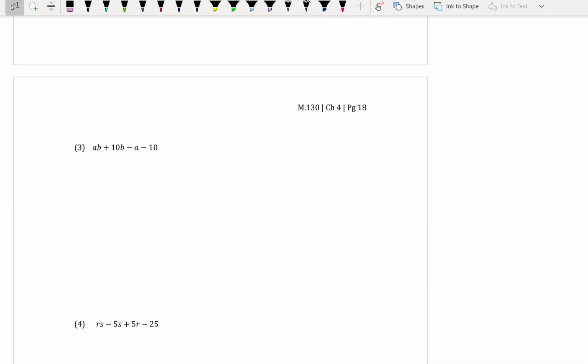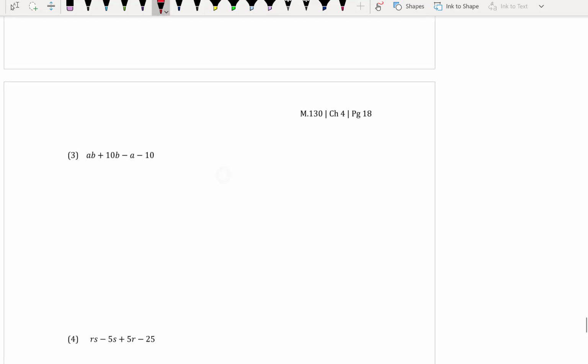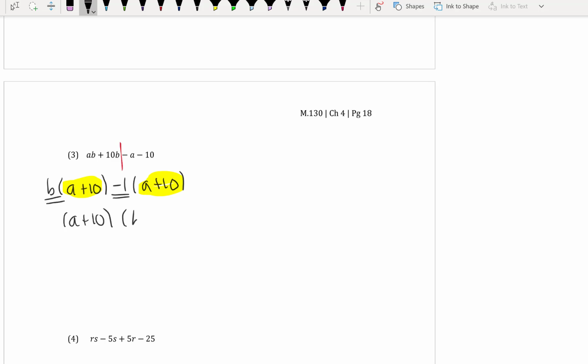And we can do that again for number 3. I'm going to split it and think about the first two terms and what they have in common. It looks like a b, so I'm left with an a plus 10. My second half has a negative 1 in common, so I have an a plus 10. My common parentheses in both terms is a plus 10. Whatever is left over goes in its own parentheses, so that would be b minus 1. That gives me my final answer.